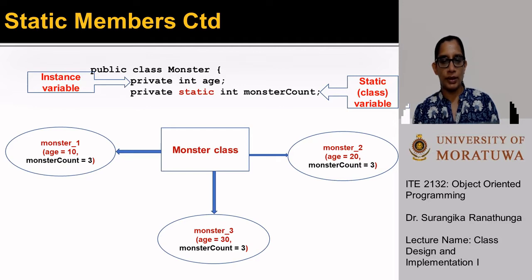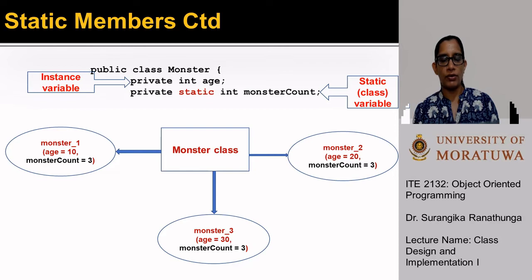If you look at this example, again we have a Monster class and we are creating three objects: Monster 1, Monster 2, and Monster 3. For all the objects, the Monster 1, Monster 2, Monster 3 objects, the monsterCount value will be the same. Why? Because it's a static variable. So that is the meaning of using the static keyword. If a variable is using the static keyword, it means the value of this variable or attribute is the same across all the objects created from that class.